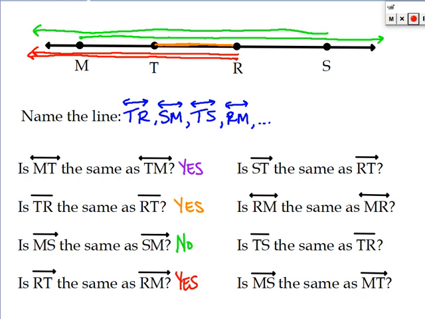Okay, so there are your answers. No, yes, no, yes. So ST and RT, no, they're not the same. They don't start at the same place. RM and MR, those are lines, so yes, they both go on forever. TS and TR, nope, those are just talking about the endpoints. So between T and S is much bigger than between T and R. And finally, MS and MT, yes, they both start at M and they both go the same direction.